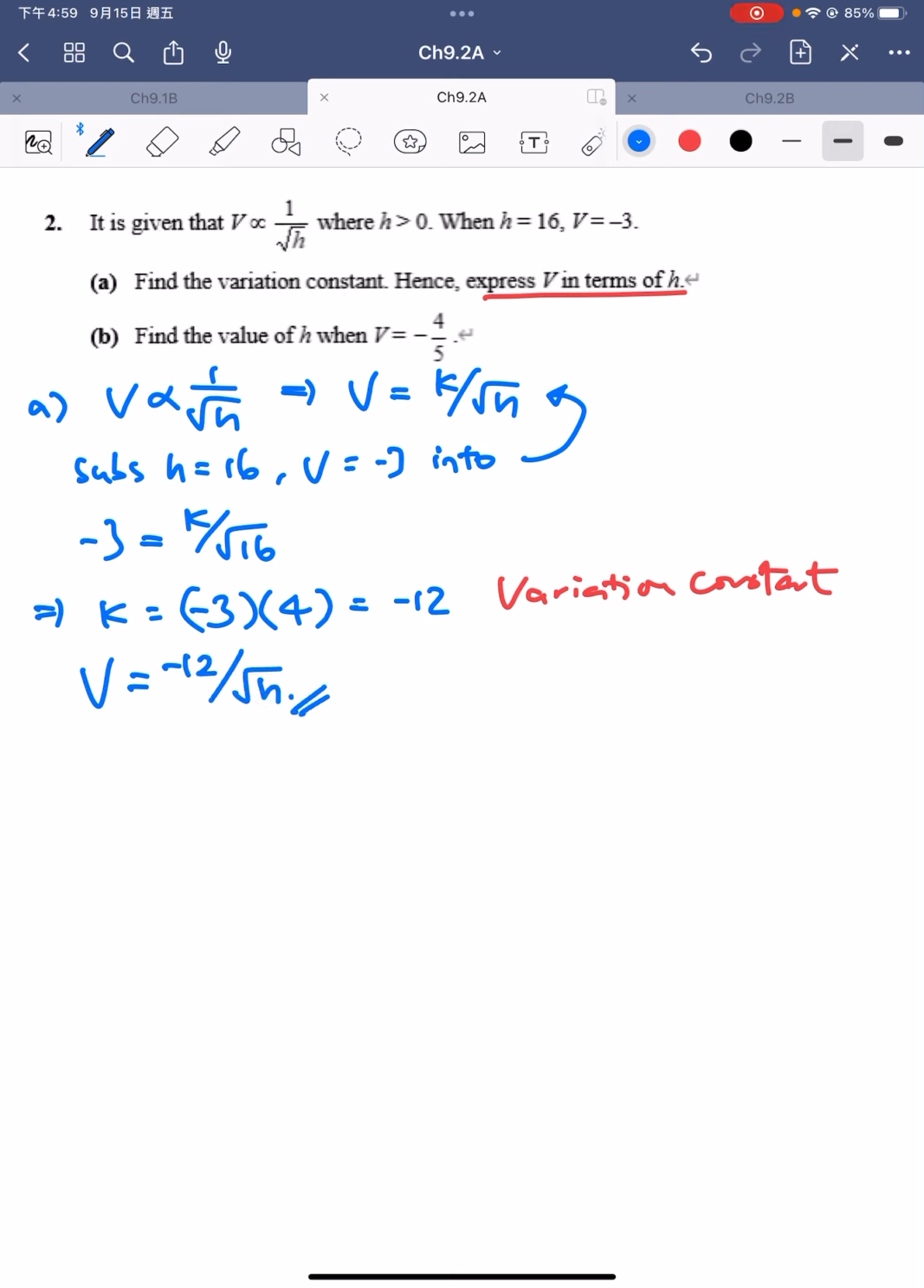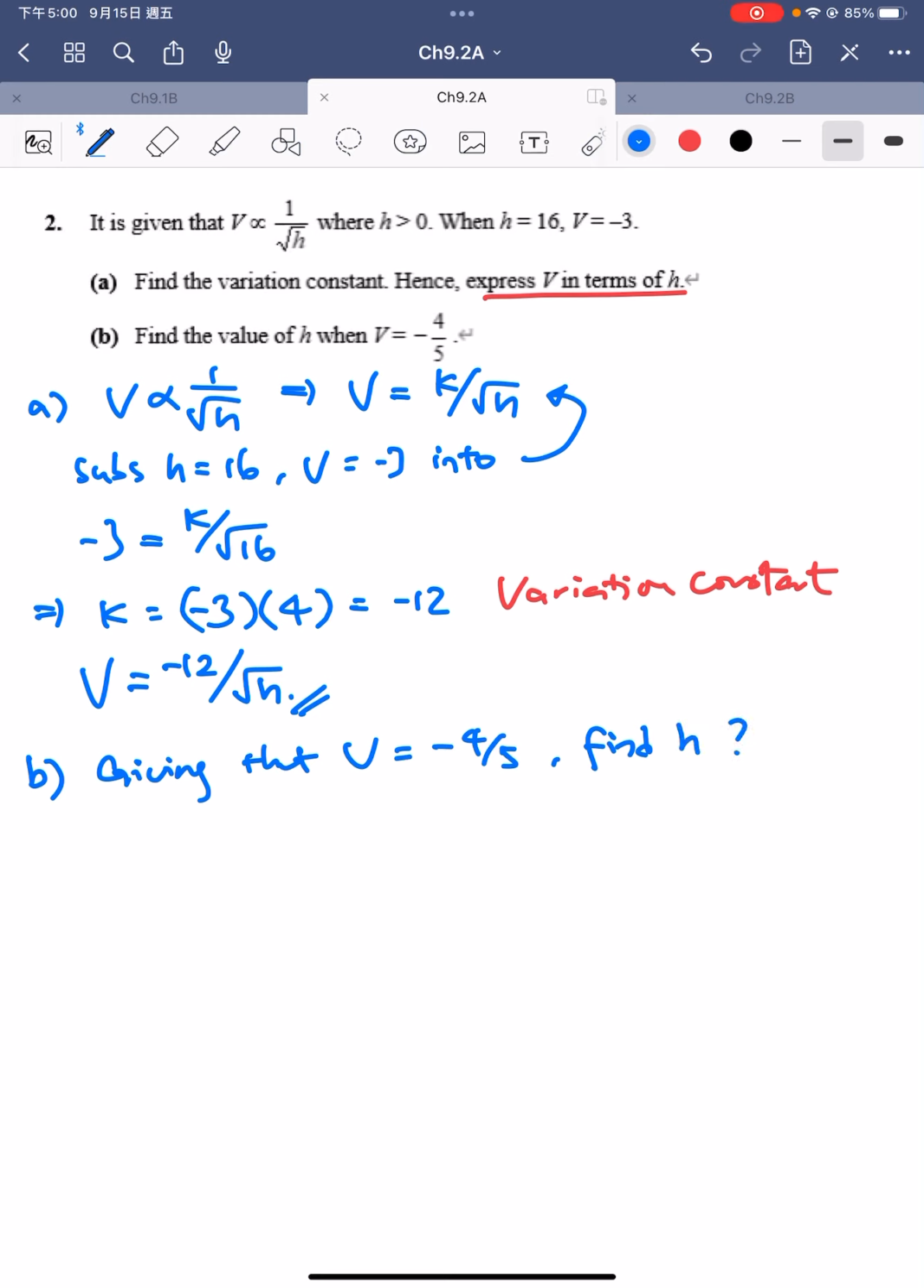So this is our final formula. For question B, they're asking to find the value of h when v is equal to -4/5. So we are given that the v value is equal to -4 over 5, to find the value of h.